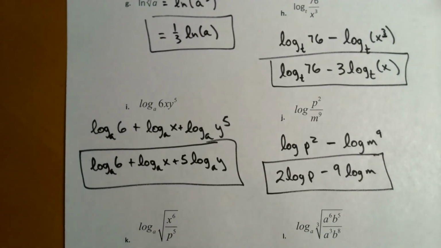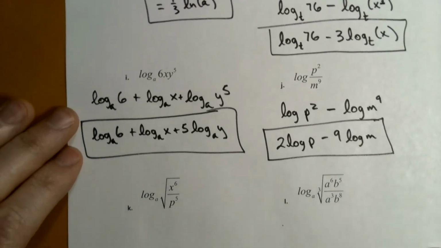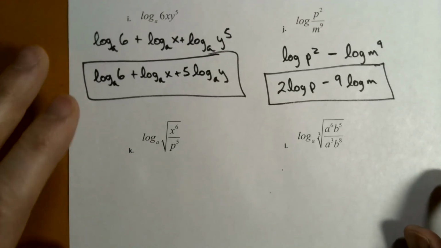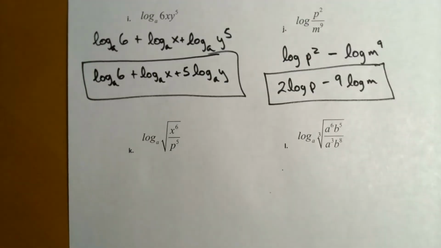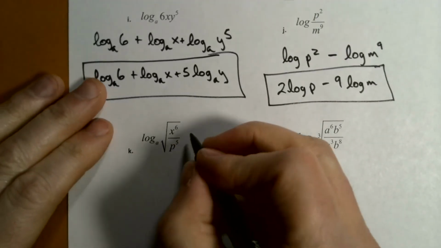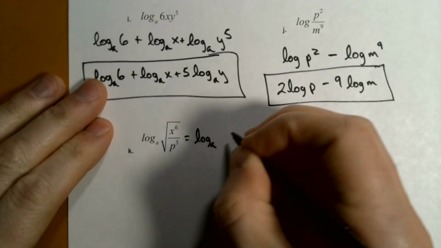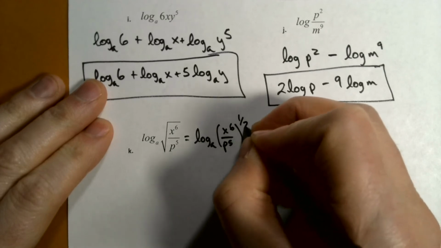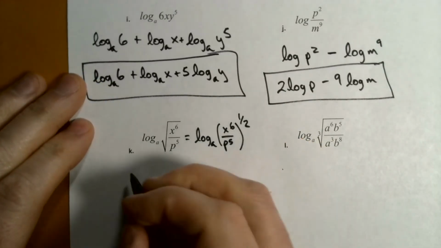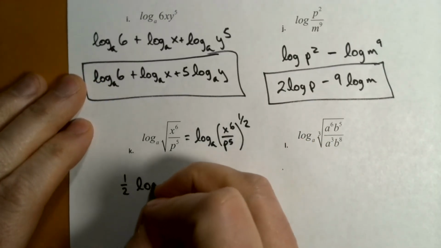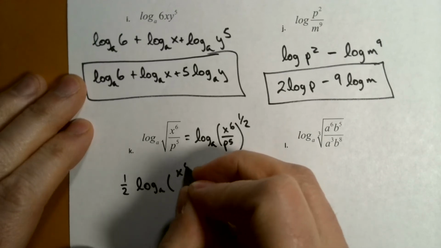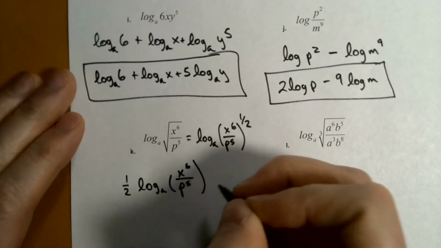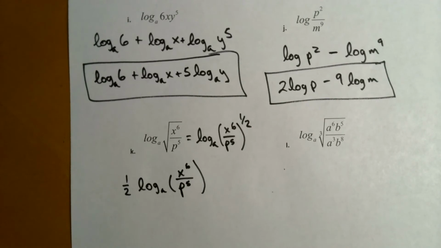Okay, the last two are a little bit tricky. We could take care of the radical right off the bat, or we could apply the radical within. So the first one, I'm going to rewrite this as log base a of x to the 6 over p to the 5th raised to the 1/2 power. And then I'm going to multiply that by that 1/2 and go here. On the next one, I'm going to do simplifying first. Doesn't matter which way you do it, just that you do it correctly.